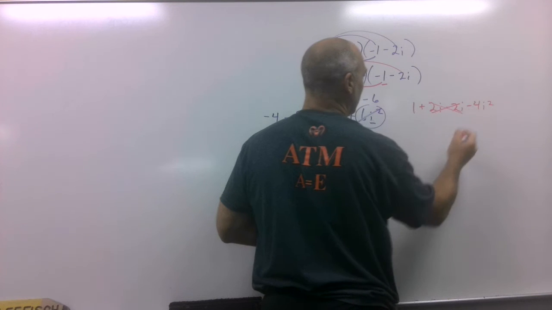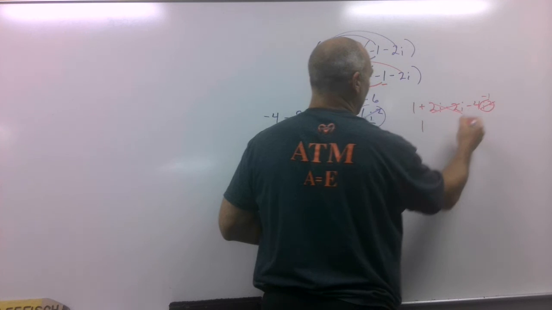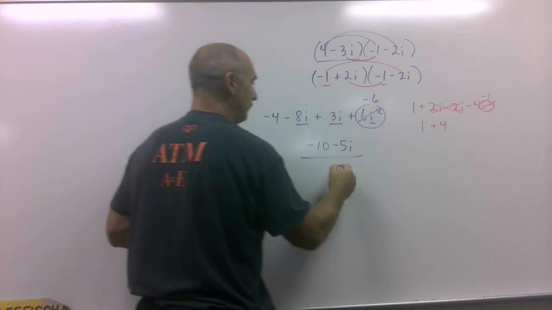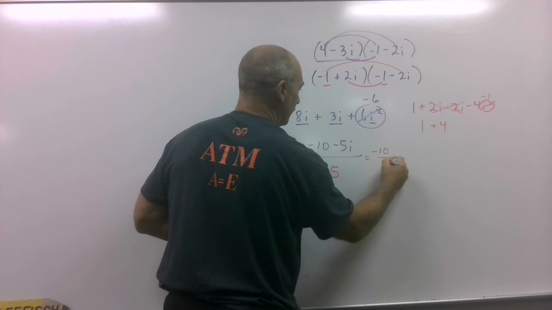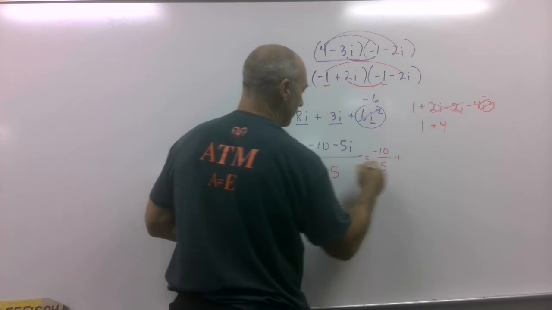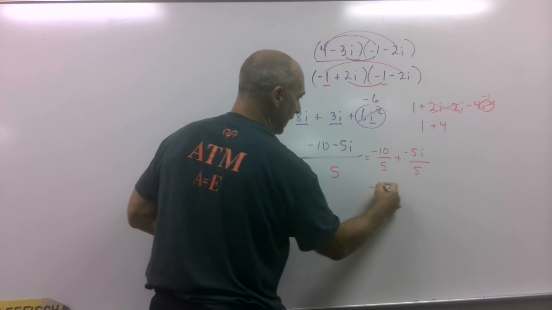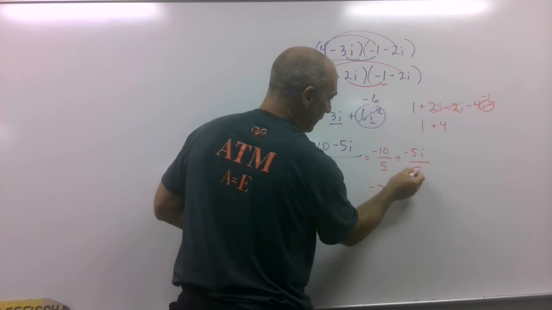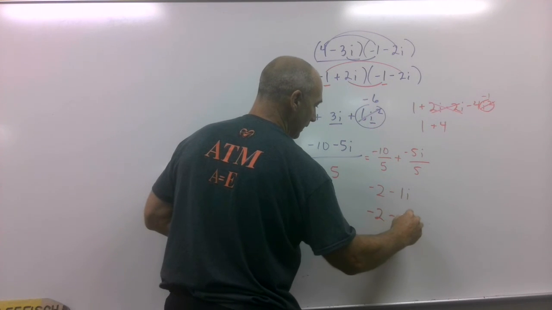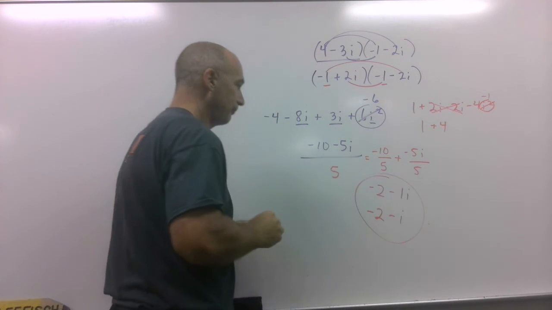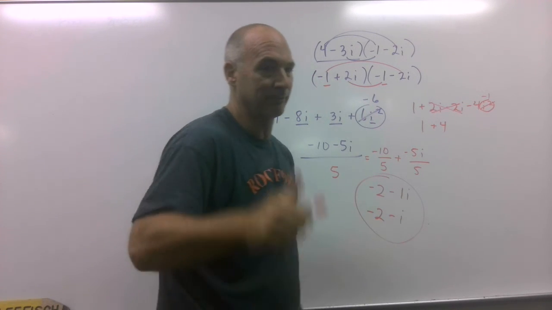The middle terms cancel. That'd be 1. Remember, I squared is negative 1. So negative 1 times negative 4 is plus 4. So I get a 5. Notice, these can be divided. So negative 10 over 5. I'll just put a plus to keep that negative with it. Negative 5i over 5. Reduce these. Negative 2 minus negative 5 divided by 5 is negative 1i, which is the same thing as negative 2 minus i. Either one of these are fine, but the book will probably put that. All right, there you go, guys. Get after that homework.